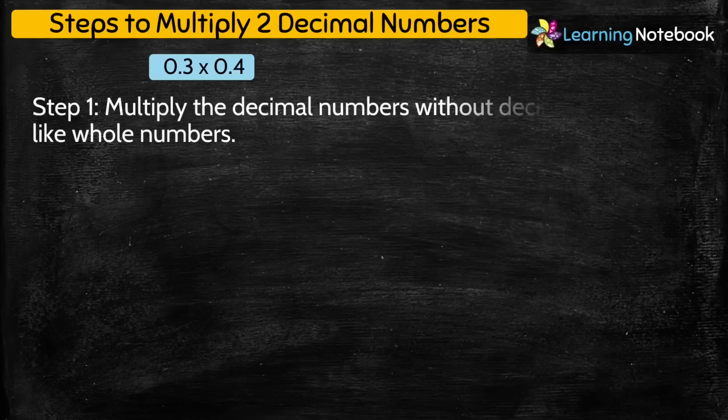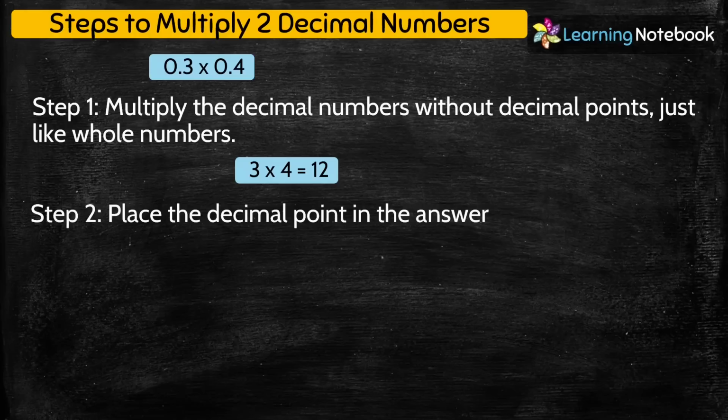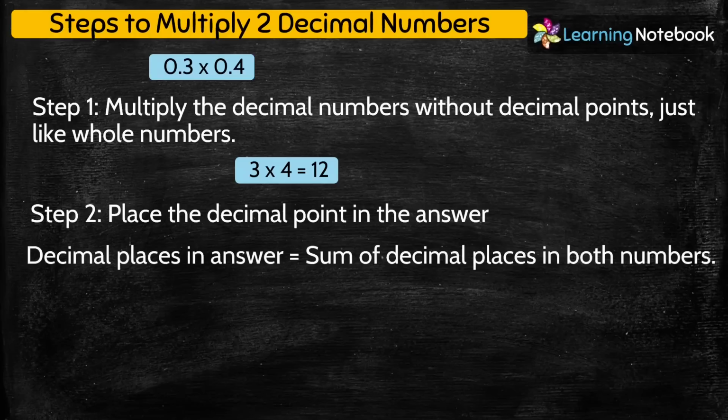So step 1 is multiply the decimal numbers without decimal points, just like we multiply the whole numbers. So 0.3 and 0.4 will be multiplied as whole numbers. That is 3 into 4 equals to 12. Now step 2 is we have to place the decimal point in this answer. Decimal places in the answer equals to sum of decimal places in both the given numbers.